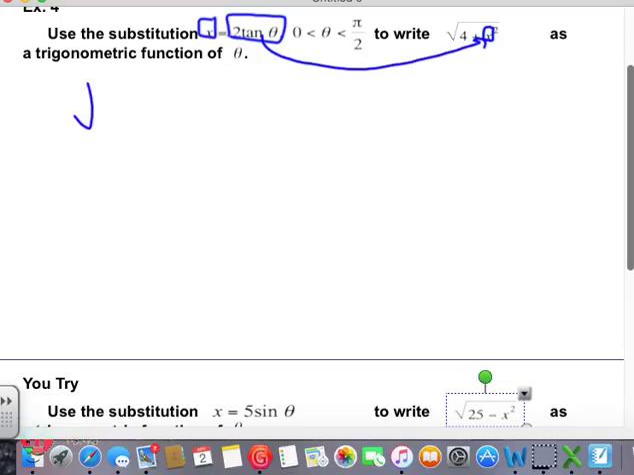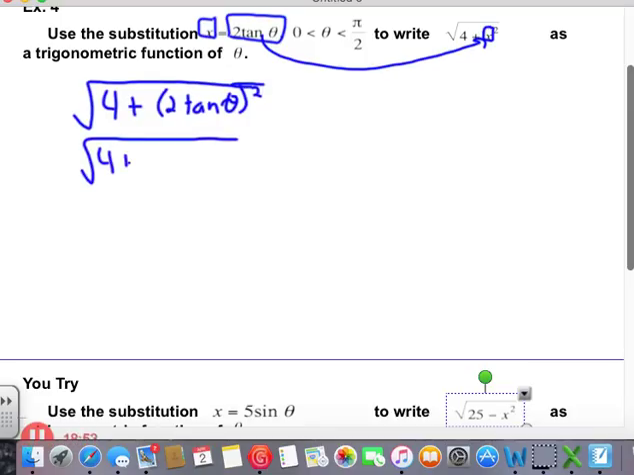So I'm going to write the square root of 4 plus, and then instead of x, I'm going to write 2 tangent of theta, and then we've got a squared, right? So that's going to be 4 plus 4 tangent squared theta. Now I'm going to factor out a 4 from this, and that's going to leave 1 plus tangent squared.